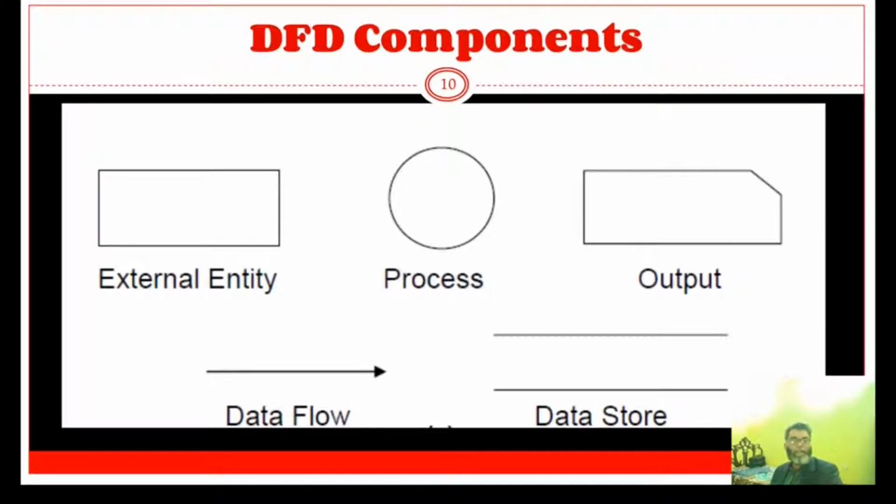Level 1. The level 0 DFD is broken into more specific level 1 DFD. Level 1 DFD depicts elementary modules within the system and flow of data among a few modules.